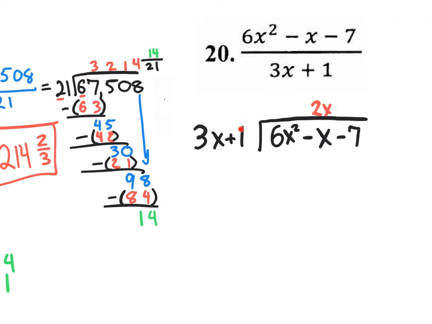2x times 1 is 2x. So we put a 2x right here. And then 2x times 3x, that becomes 6x squared. Oh yeah, by the way, the 2x times 1, that's positive 2x, so I need a plus sign right here. So let's put a plus sign right there. And what happens next? We subtract.